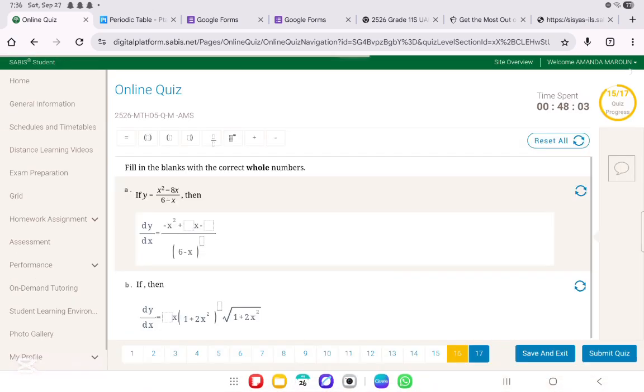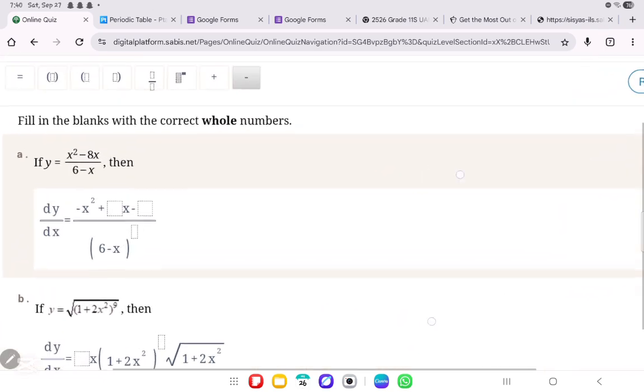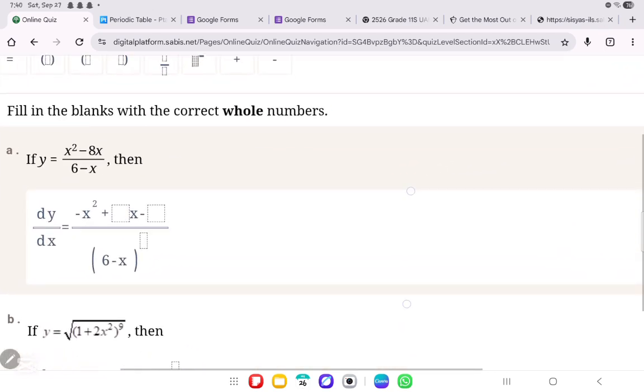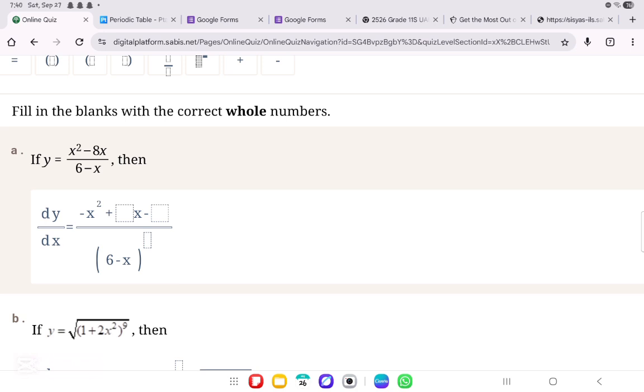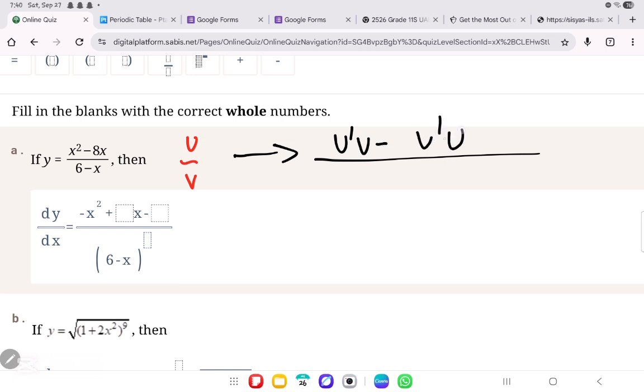We'll move on to question number 16. What does it say? Okay, so now we move on to question number 16. This was in the quiz last week. They said fill in the blanks with the correct whole numbers. What can we see over here? This is the same as u over v. Perfect. We know it's the same as u over v. So what's the rule for u over v? It's u prime v minus v prime u, over v squared.